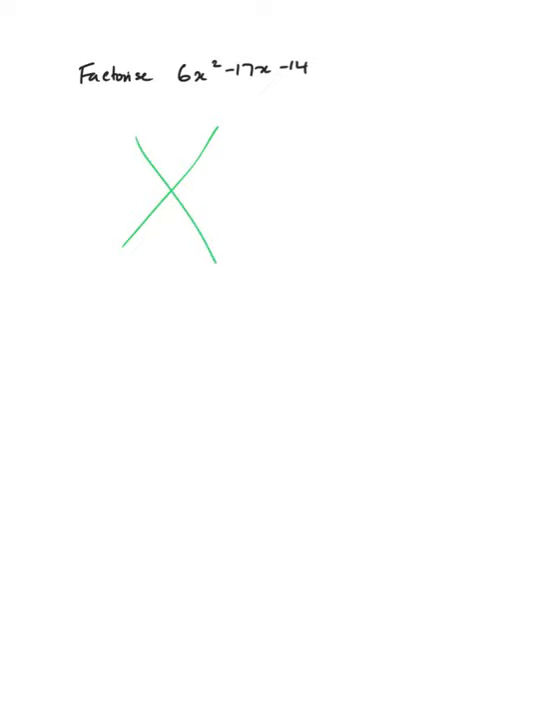Now this same method also works if both b and c are negative. So again, I'll draw my x. Remember, at the top I want ac, at the bottom I want b. So ac is minus 84 and b is minus 17. So I want factors of minus 84.